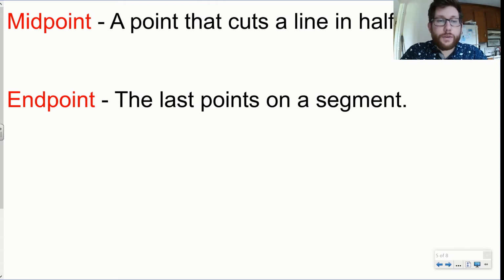These should be pretty straightforward. The midpoint cuts a line segment in half, because you can't cut a line in half, so that actually should have the word segment right there, line segment. And then the endpoint is the last point on a segment. It's the end. Those should be pretty obvious.